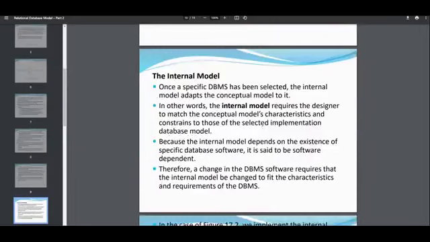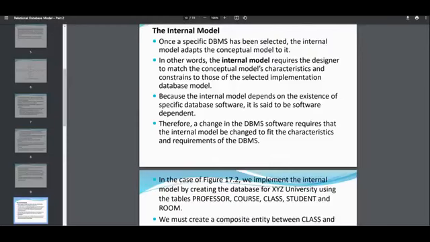For the internal model, so another theory-related thing, right? The internal model requires the designer to match the conceptual model characteristics. So a lot of theory is there. Just read these things. After that, we can go through the internal model concepts.